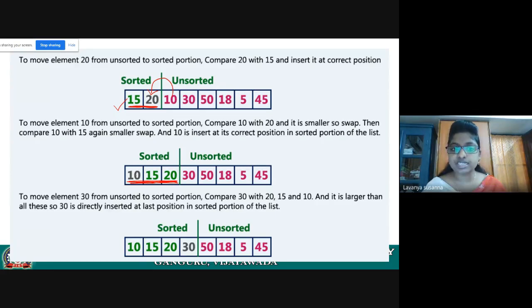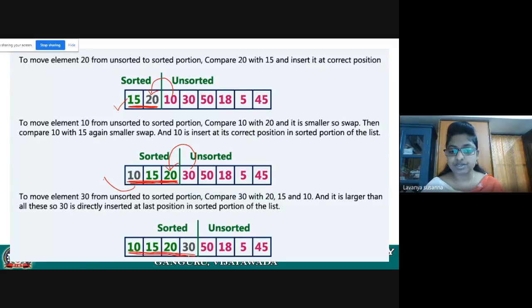Now, what is the next element? 10. Move element 10 into the sorted list. After moving 10 into the sorted list, arrange the elements 15, 20, 10 in ascending order. You need to sort the list. Okay, now what is the next element? 30. Move element 30 into the sorted list and now arrange 10, 15, 20, 30 in ascending order. After inserting an element, you need to arrange in ascending order. See here, 10, 15, 20, 30.